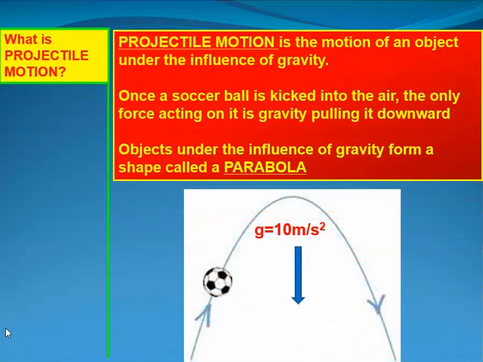So now let's get into projectile motion. Projectile motion is the motion of an object under the influence of gravity. Once a soccer ball is kicked into the air, the only force acting on it is the gravity pulling it downward. That's an important fact to remember: once it leaves your hand, let's say you threw the ball or kicked the ball in the air, once it leaves your foot or your hand, there's no force acting on it to move it upward or to the right. The only force is one that's pulling it straight down. So objects under the influence of gravity form a shape called a parabola, which is a function of a quadratic equation.